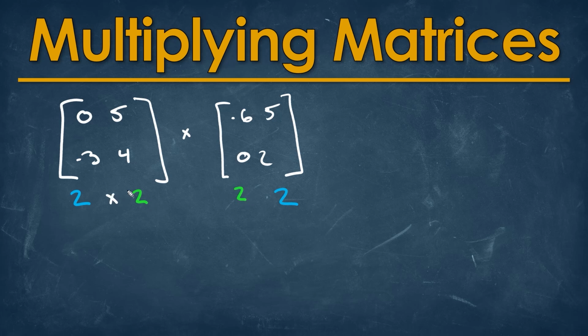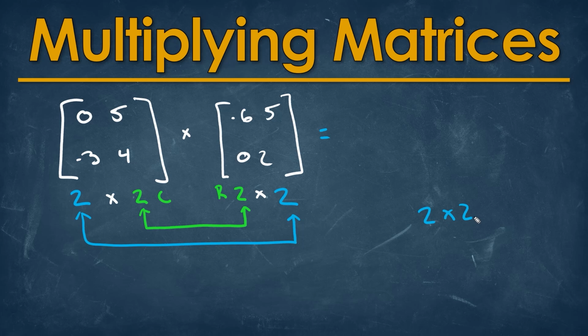Now the rule for multiplying these requires us to confirm that the inside numbers, meaning the column on our first matrix and the row on our second matrix, are the same value, which is going to be 2. This corresponds with the 2 rows and the 2 columns, meaning the outside numbers, to tell us that we're going to produce a 2 by 2 matrix.